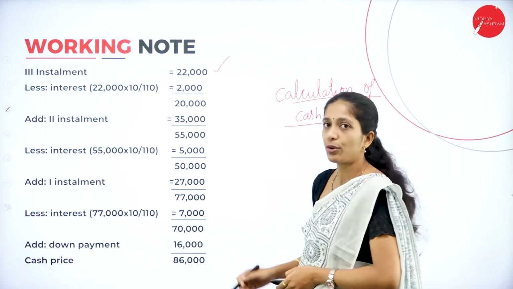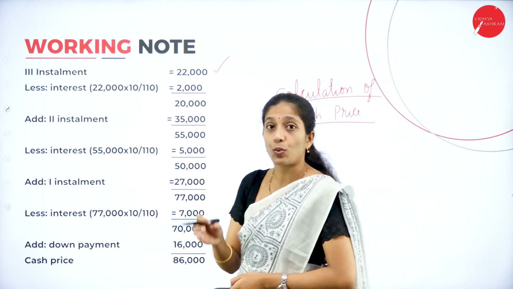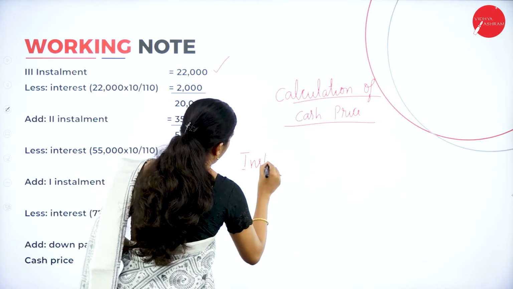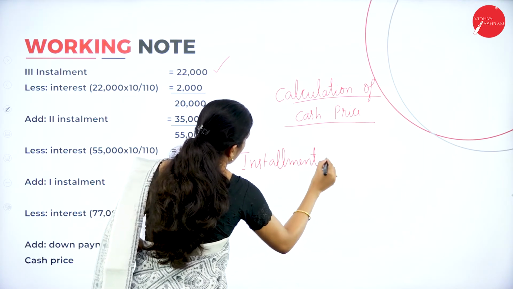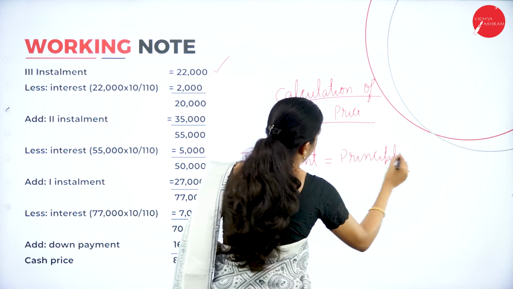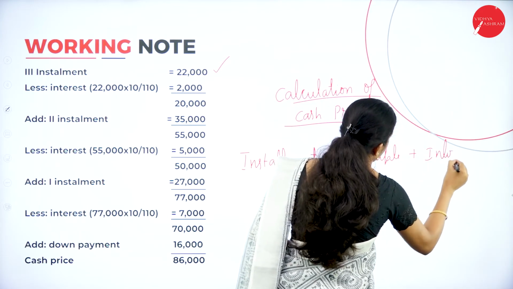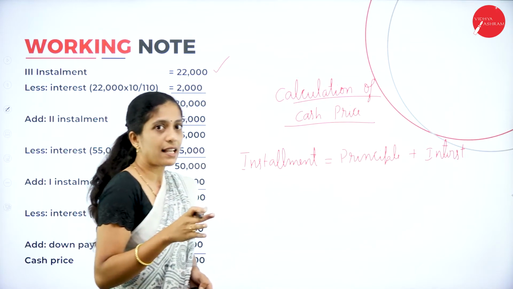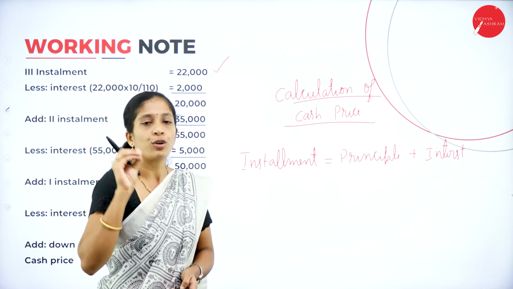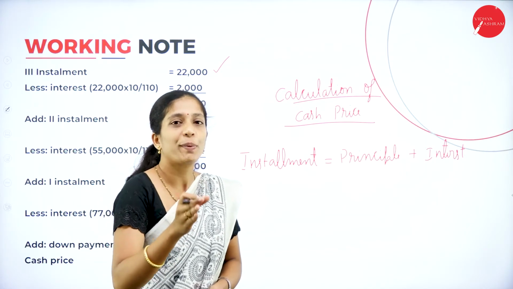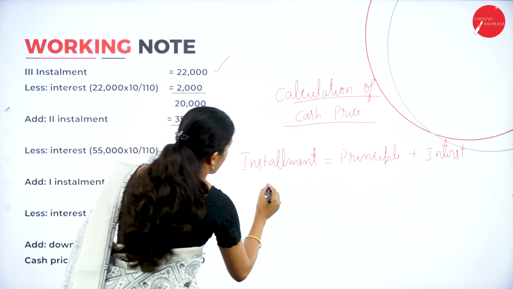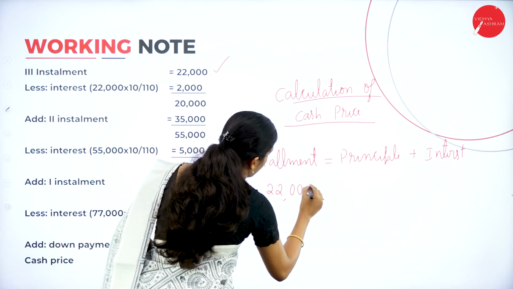Now, how to calculate the interest? This 22,000 is along with interest, right? So, what did I tell you? Installment is equal to principal plus interest. This is the formula for installment. In the sense, this installment includes the principal amount plus interest. The remaining amount to be paid by the hire purchaser is in the form of installment, so it includes interest also. Now here they have directly given the installment, that is, 22,000 in the third installment.